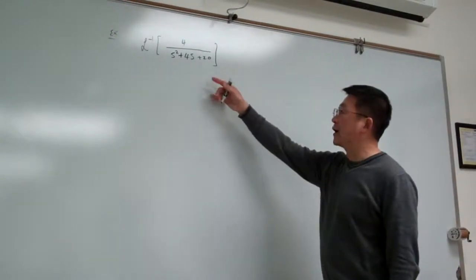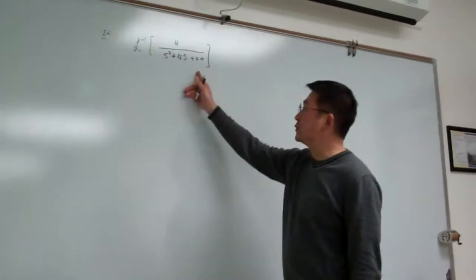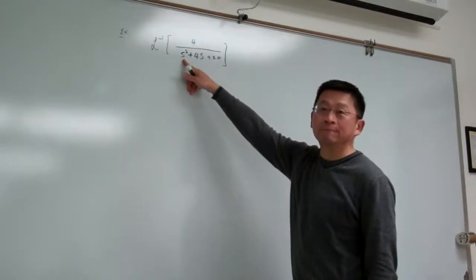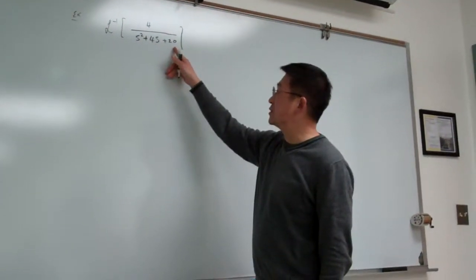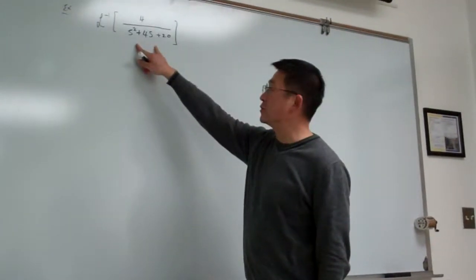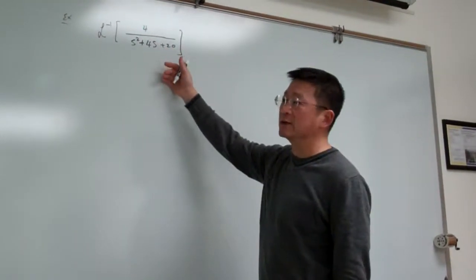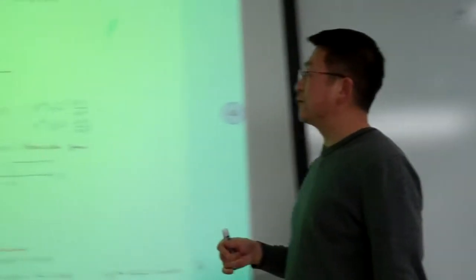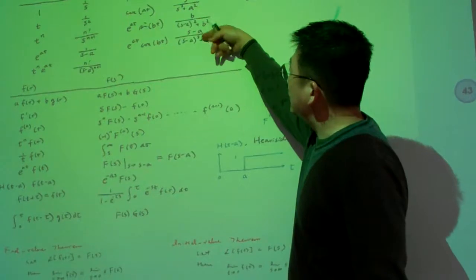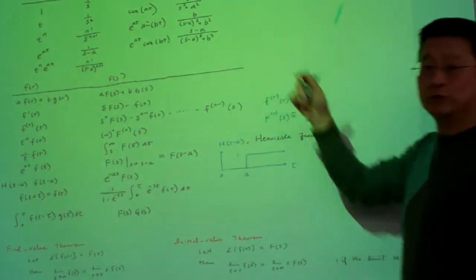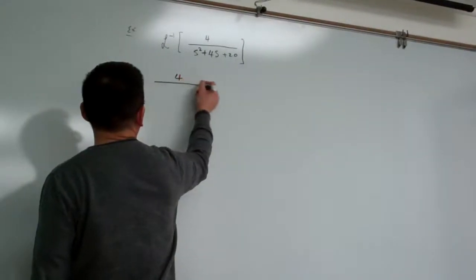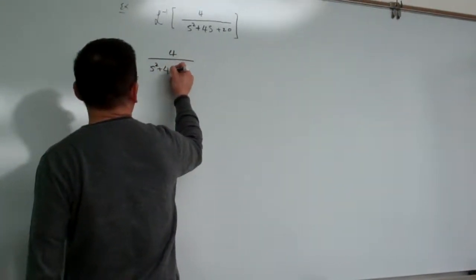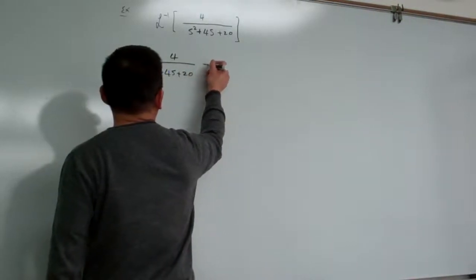For me, I look at the denominator and try to reorganize the terms such that it will be the summation of a square term plus something, so that I can fit it into either of the two forms. Basically here we have 4s squared plus 4s plus 20.